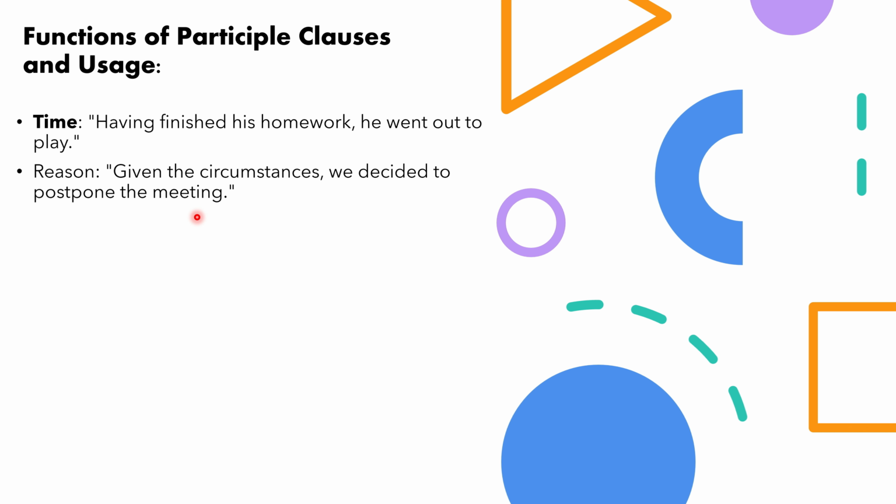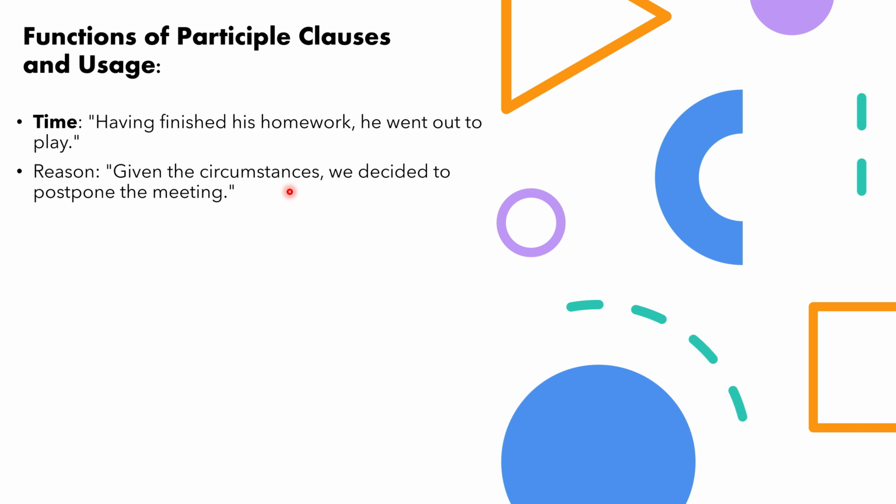And also for expressing reason. Given the circumstances, we decided to postpone the meeting. And the word given here is very tricky because this is actually past participle. But notice that this is passive. This is not active verb. The circumstances didn't give. I want you to understand this. If I said I gave, I am the subject.